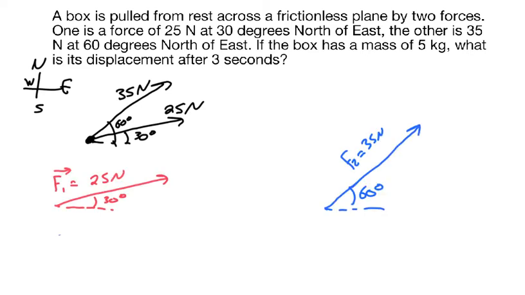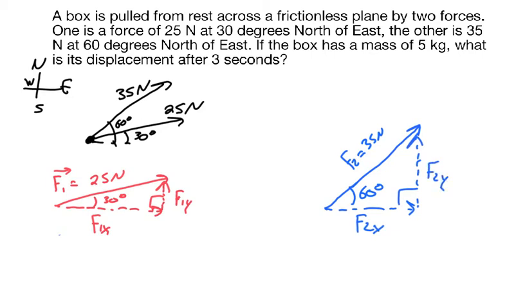Now with each of these drawn separately, I can go through a little trig to figure out how far in the x direction they each go and how far in the y direction they each go. So for force 1, I can break that up like this. Here's my x component and my y component, F1x, F1y. Do the same thing for the blue, the second force, and we'll call that F2x and F2y.